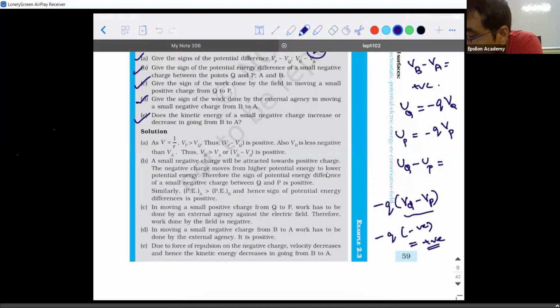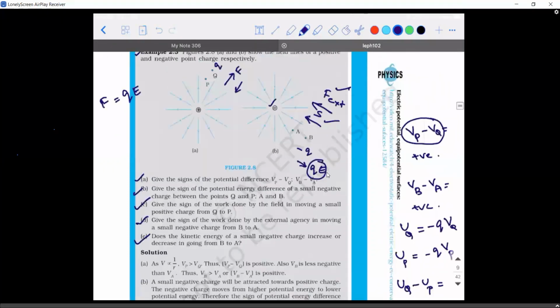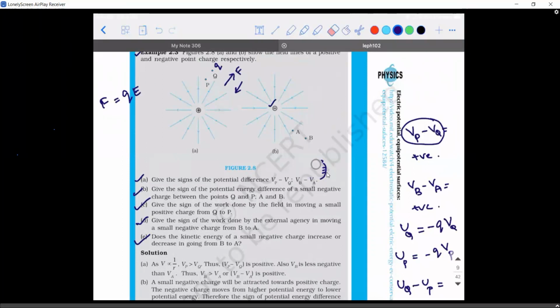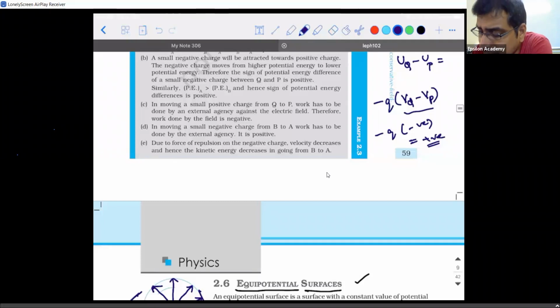Does the kinetic energy of a small negative charge increase or decrease in going from B to A? They're asking, so this is a tricky question actually. Okay, listen to this carefully. I have to explain what is the work energy theorem. I think I've already told this once.